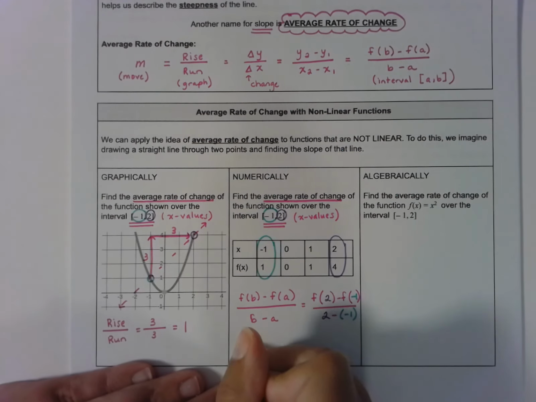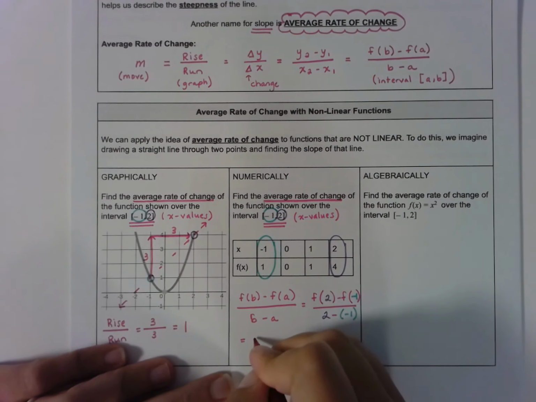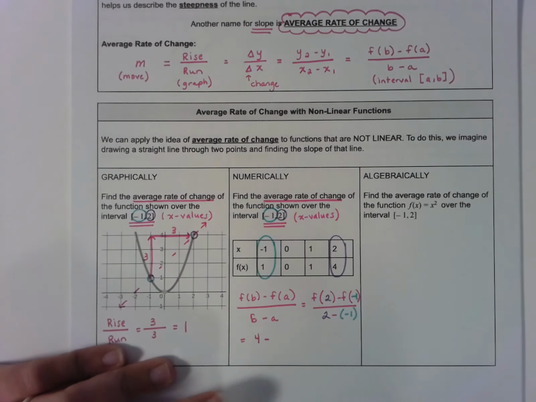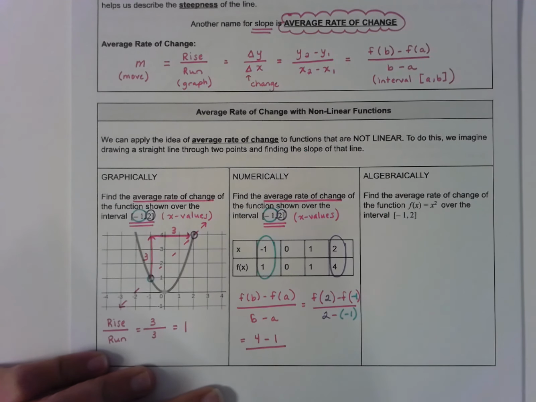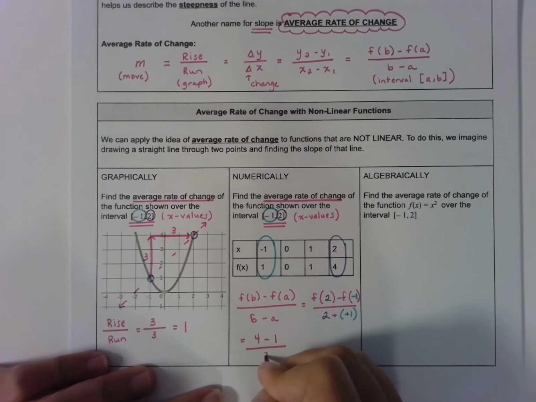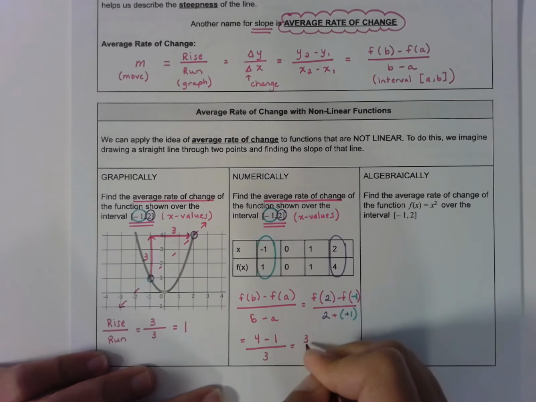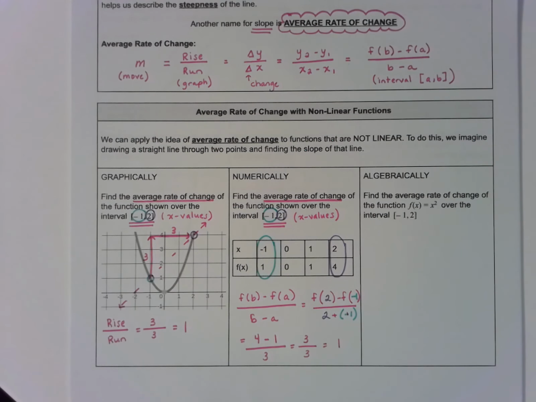So when I do this computation, f of 2 means the y value when you plug in the number 2. So that would be the number 4. Minus f of -1 would be the y value when you plug in -1, which is +1. And then on the bottom, 2 minuses make a plus, so 2 plus 1 would be 3, which means this fraction simplifies to 3 over 3, which is 1.